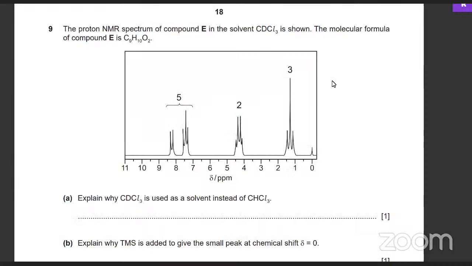The proton NMR spectrum of compound E is shown. The solvent CDCl3 is shown. The molecular formula of compound E is C9H10O2. Okay, so this is about the NMR spectrum.